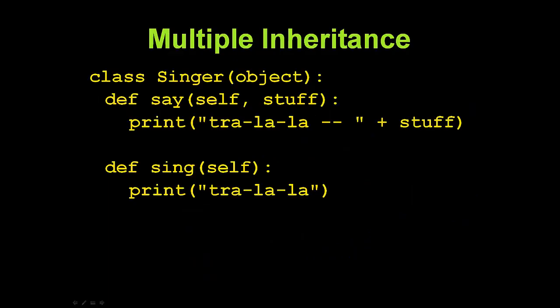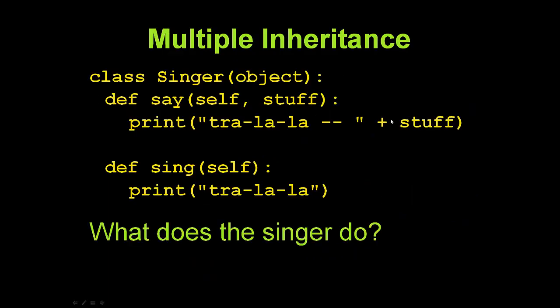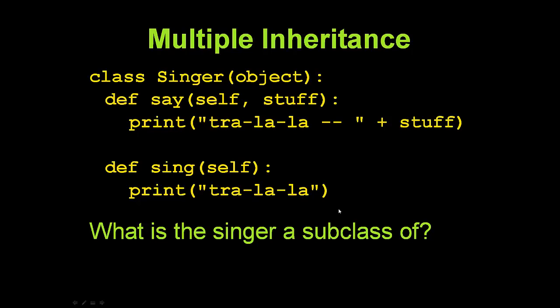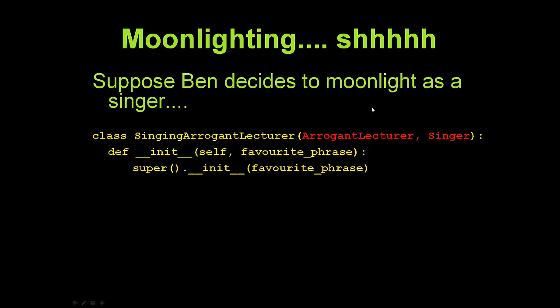Let's look at an example of how multiple inheritance will work. Let's look at this example called singer. Singer is this object. What does the singer do? Well, it says and it also sings, right? So when you ask the singer to say something, then you go tra-la-la something. You ask the singer to sing, you will just go tra-la-la. What is the singer a subclass of? The singer is obviously a subclass of this thing here, which is object.